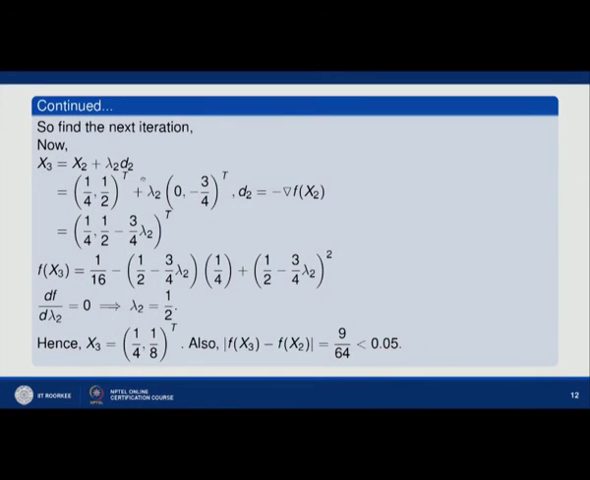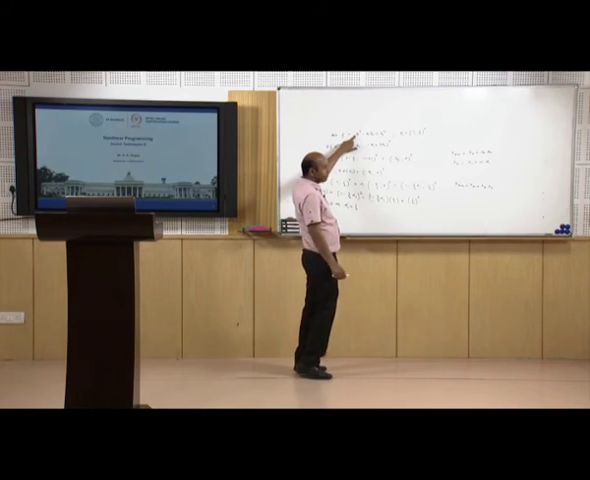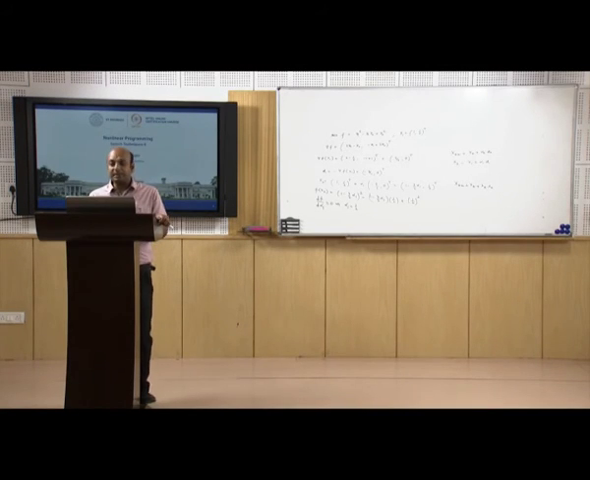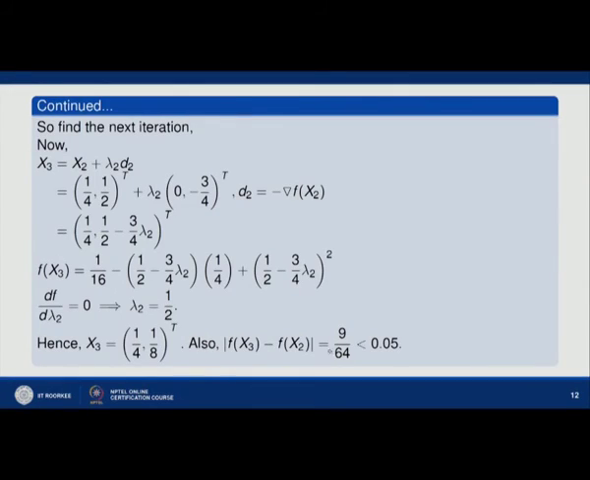Here it is 1 by 4 comma 1 by 2 plus lambda 2 times d2, which is the negative of the gradient of f at x2, which is this thing, okay. And again we find the function value at x3, put it here, find the optimal step length, which is lambda 2, and we obtain lambda 2 equal to half. So the next point is 1 by 4 comma 1 by 8, and the difference now is less than 0.05. So we stop here, okay.